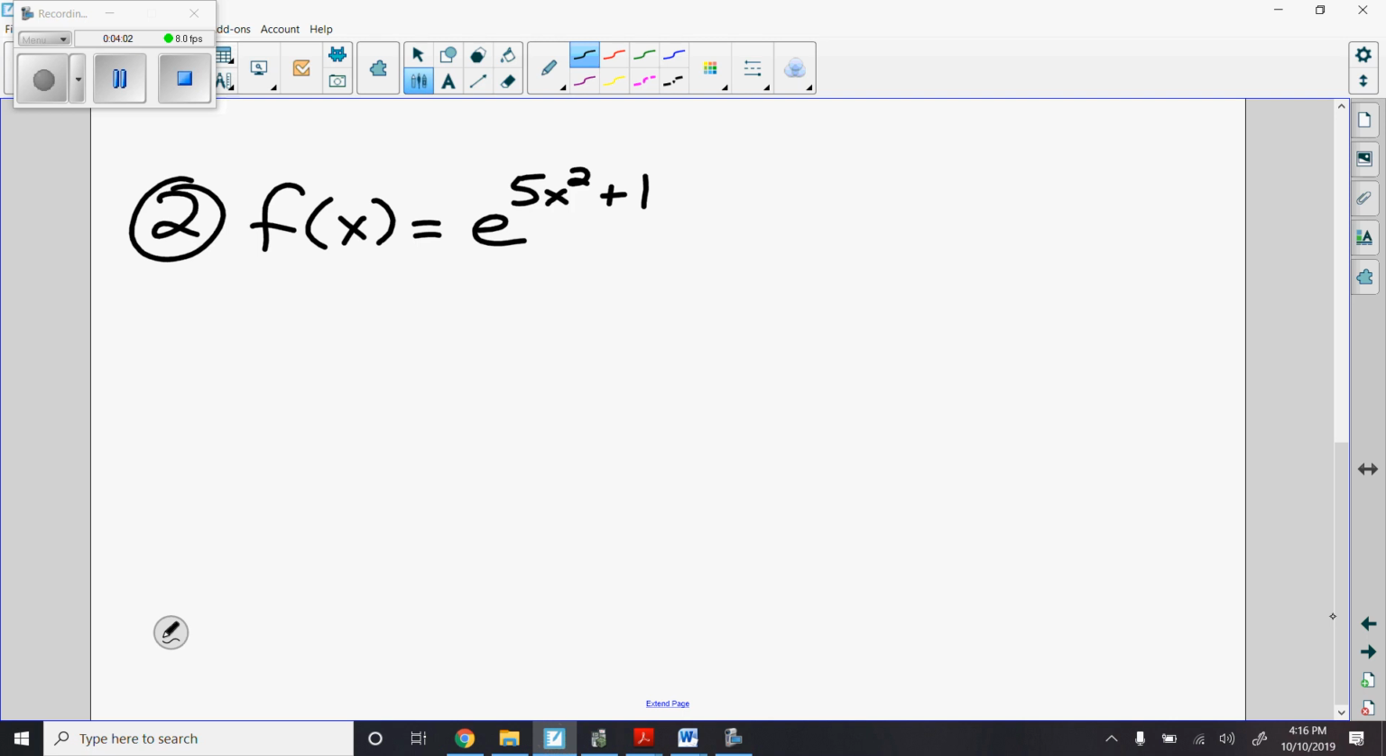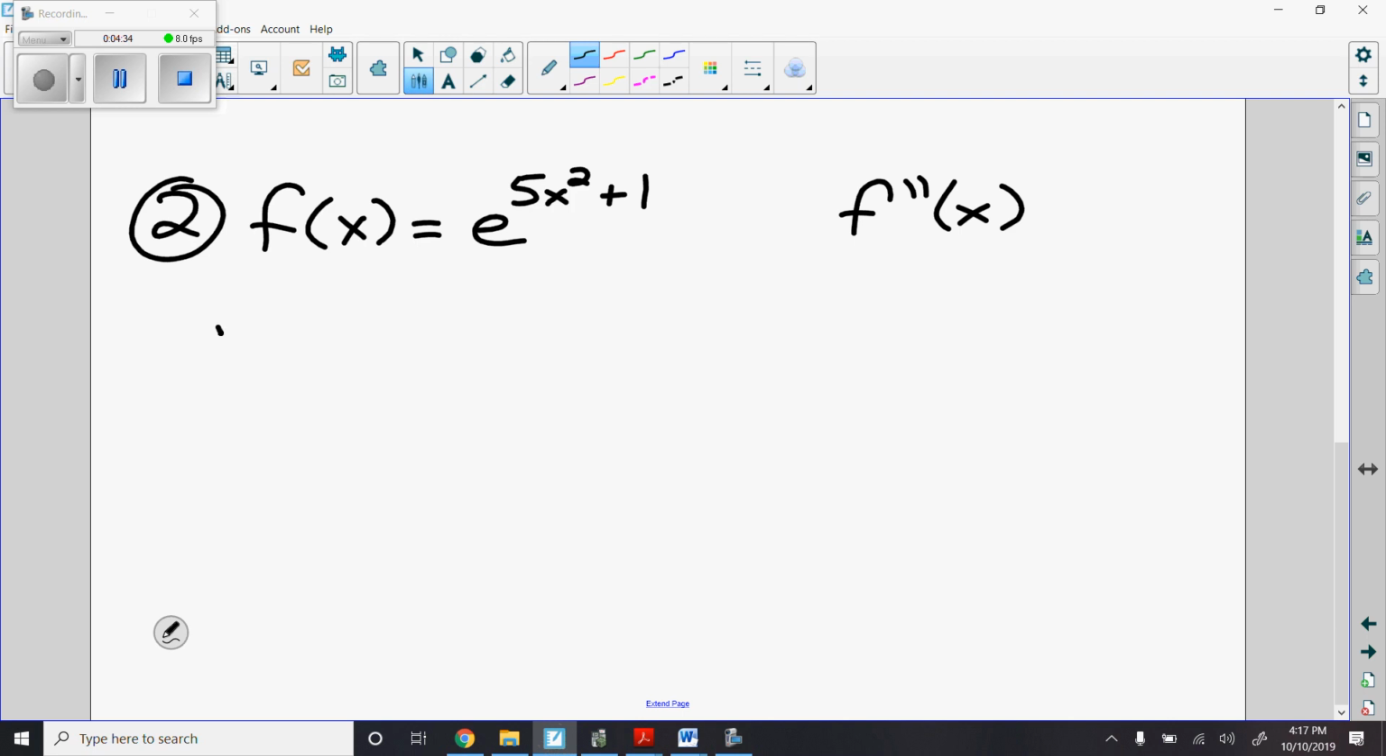So let's say we have f of x equals e to the 5x squared plus 1, and our goal is to find f double prime of x. Okay. So again, I'm just going to do the same process. I'm going to find f prime of x, and then once I get that, I'm going to do the derivative. So f prime of x here is going to require a chain rule, because I see a function, 5x squared plus 1, within a function e to the x.